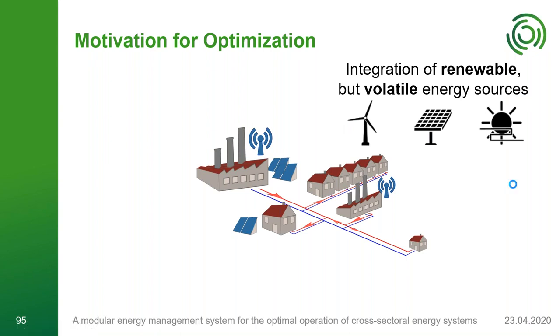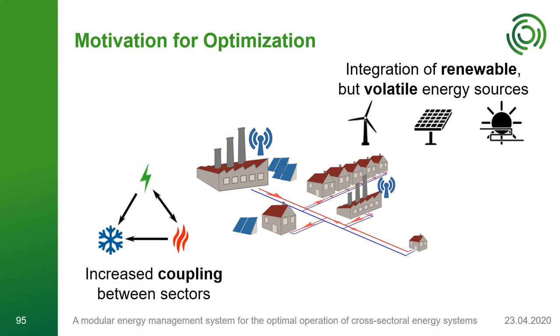We have the integration of renewable but volatile energy sources that we can't control. I'm speaking from the point of view of the operator of such a network, or of the operator of a coupling point inside of such a network who provides heat to the network, but also possibly electricity to the electricity sector. So this is the increased coupling problematics that you have.